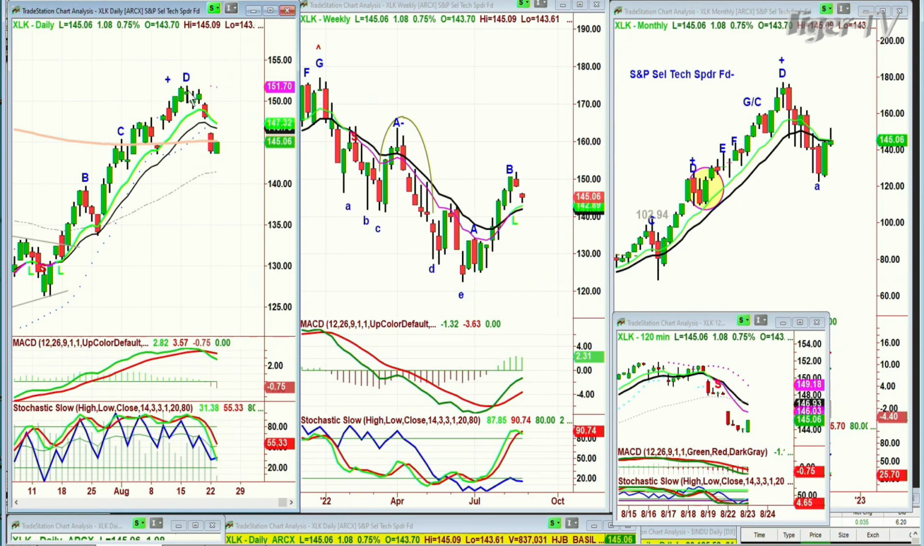Yeah, technically, I have no choice. I have to put a down arrow. He has a sell signal at least. Not yet upgraded to a sell mode, but it's right on the 200-period moving average of 145. This is the S&P Select Tech Spider Fund. Nice action, actually, considering the inverse V-shaped pattern that we're looking at.